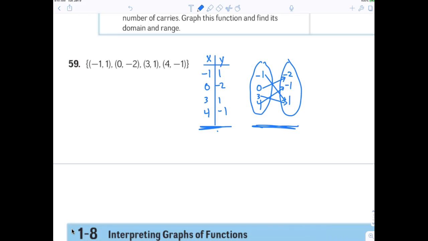Agreed? All right. So now the next thing I want you to write down is D for domain and R for range. All right. And generally you do something like this. Well, you don't have to get that fancy. You can just do parentheses. The domain is just the what? X values, right? So the domain would be -1, 0, 3, 4. And the range would be -2, -1, 1. Notice I put the numbers in order, all right?